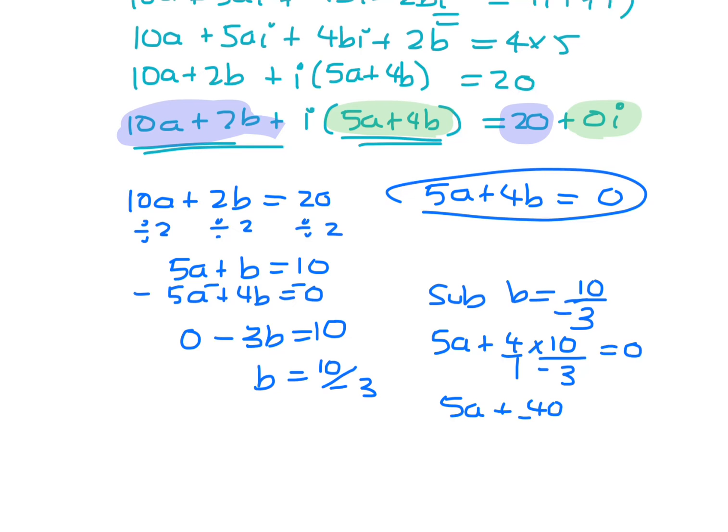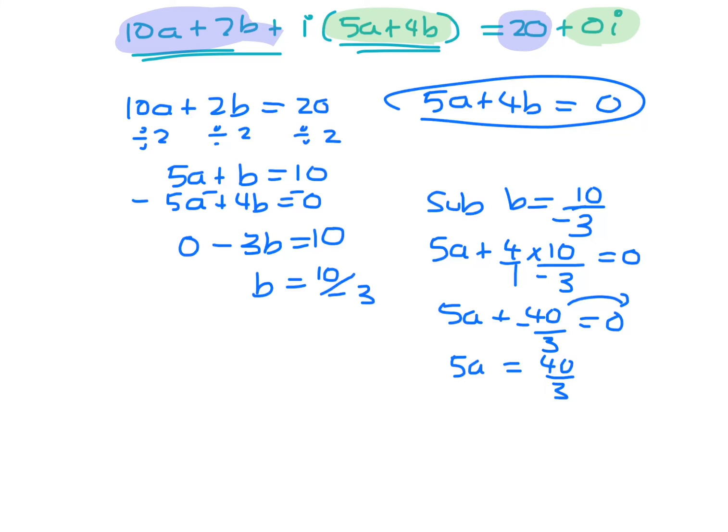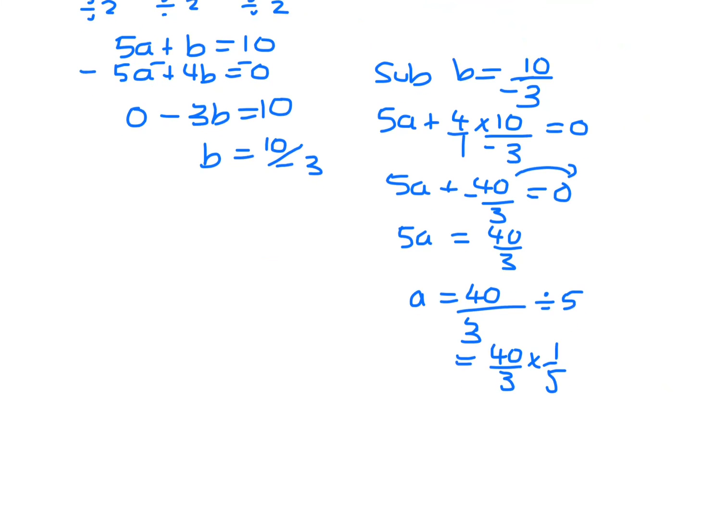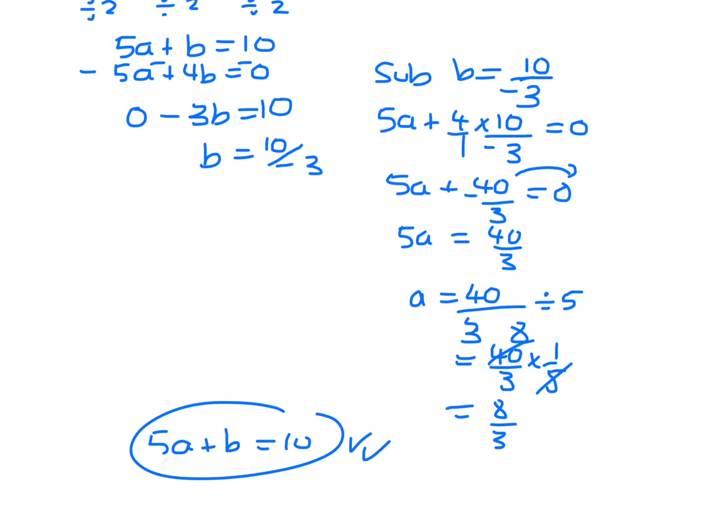So what have we got? 5a plus 40 with a minus on 3 equals 0. Bring that to the other side. So 5a is 40 on 3. And then we just need to divide by the 5. We can put it in the calculator, but it's the same as multiplying by 1 on 5. 5 goes into 40, so you should end up with 8 on 3. And you could always check in your other one, just to check that it's true.